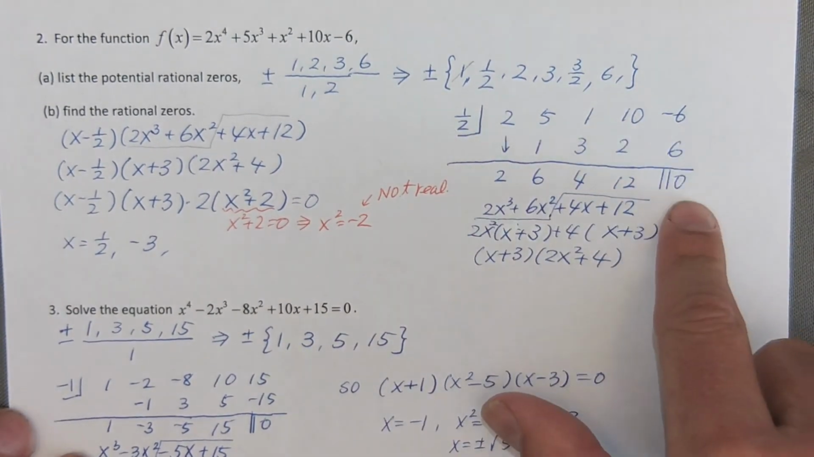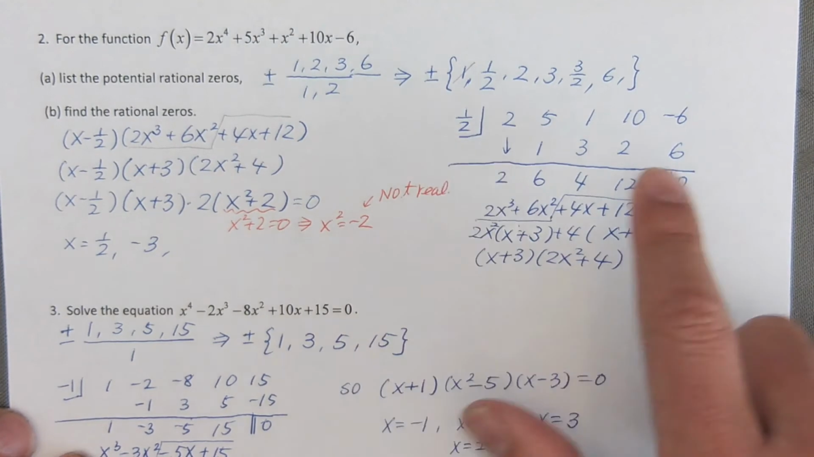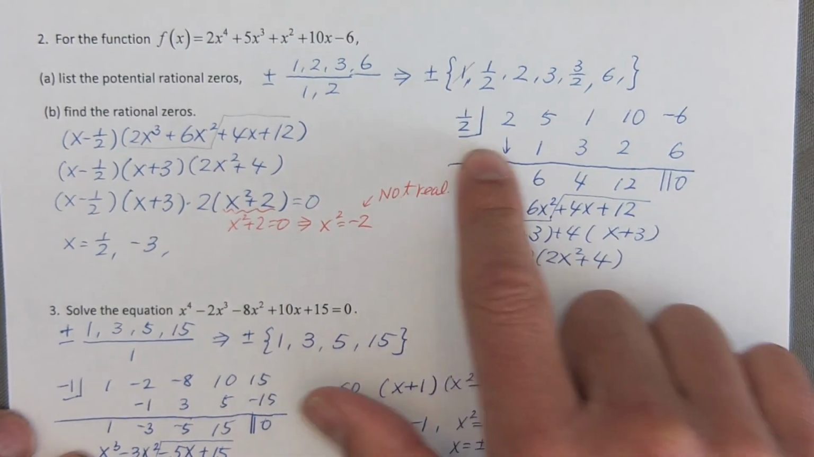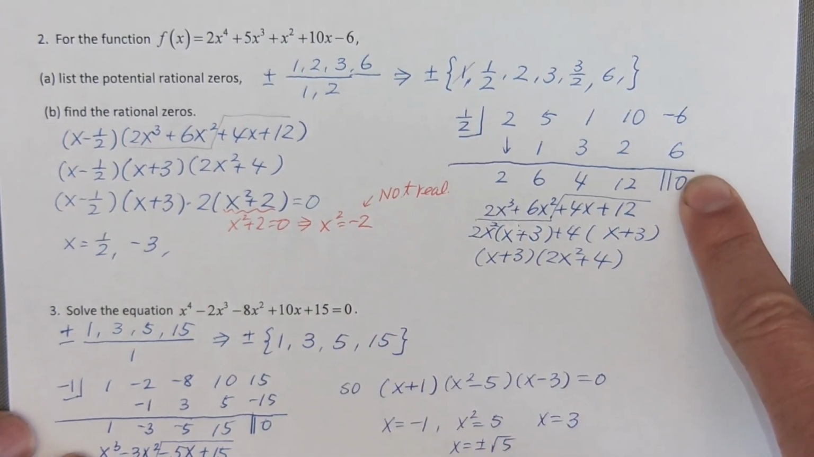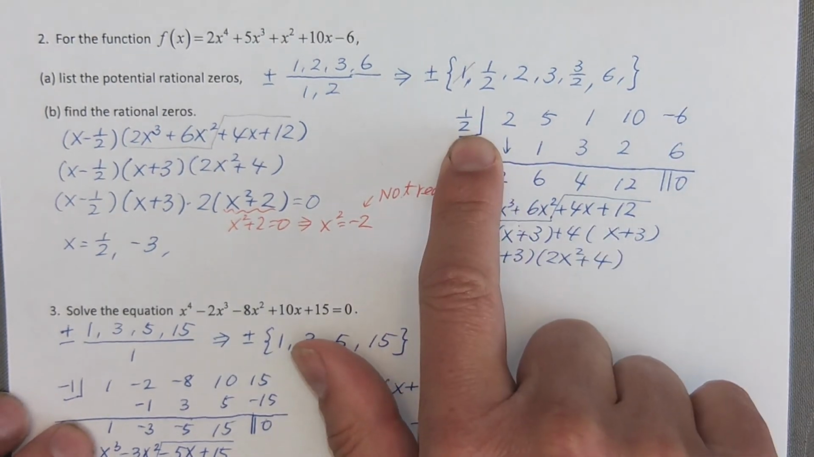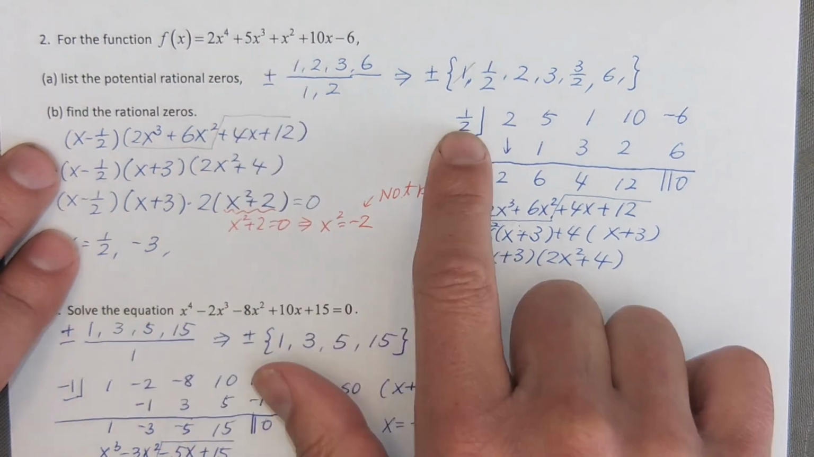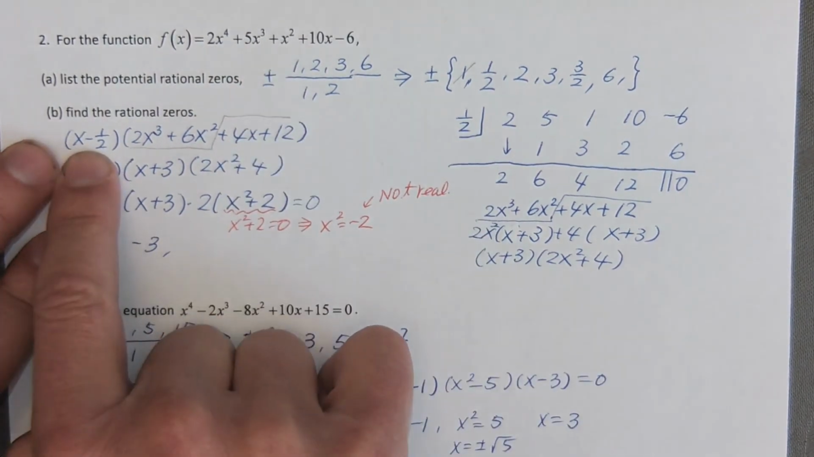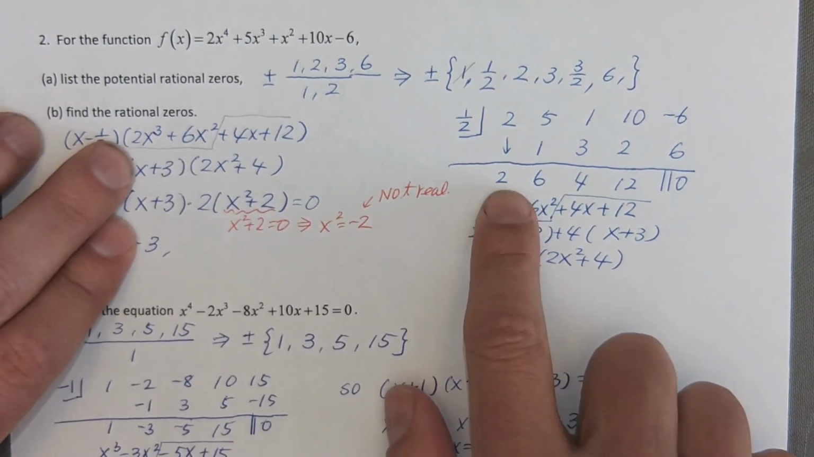I didn't get a 0 remainder. I go through it with negative 1. I didn't get a 0 remainder. I go through it with positive 1/2. I did get a 0 remainder. Yay. What that tells me is this is a factor of this polynomial. So that means x minus 1/2 is a factor, and what I'm left with is the 2.